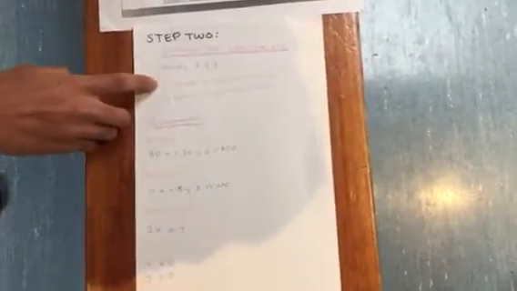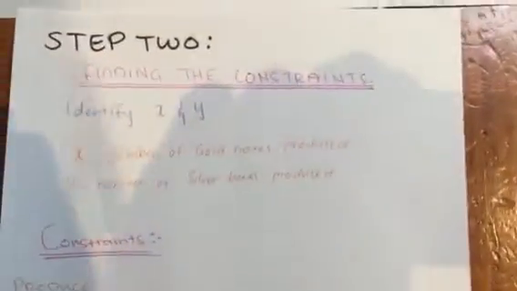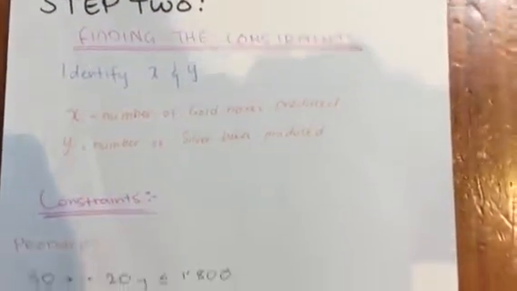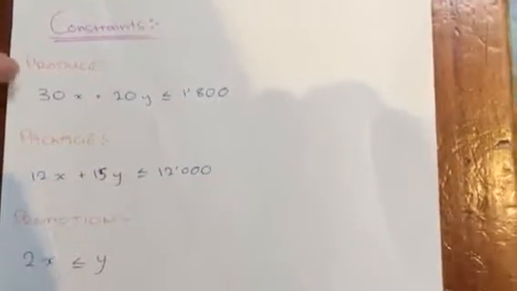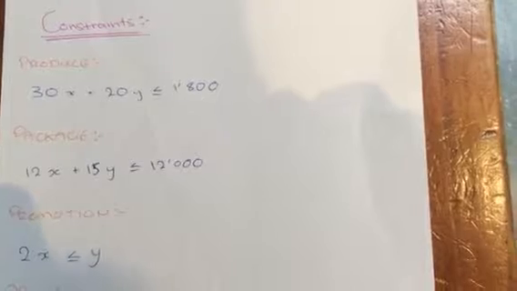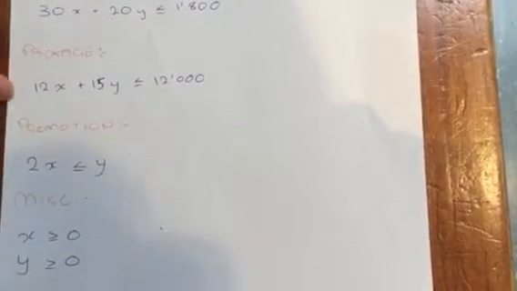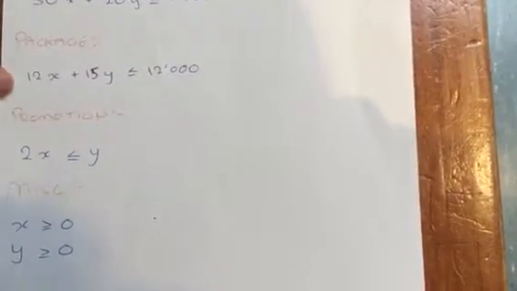Okay, the next step we do is we write out the constraints, and we start this by labeling what each variable is. So we've made x the number of gold boxes and y the number of silver boxes. And after that, we start writing out the information. So for the first constraint, we've got 30x plus 20y is less than or equal to 1,800. We have 12x plus 15y is less than or equal to 12,000.